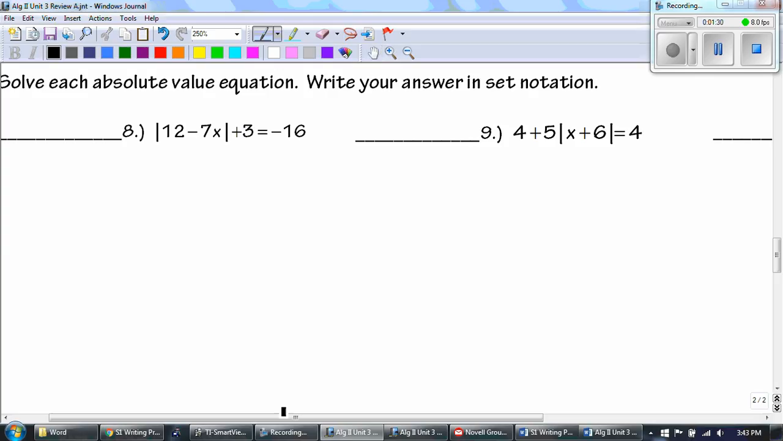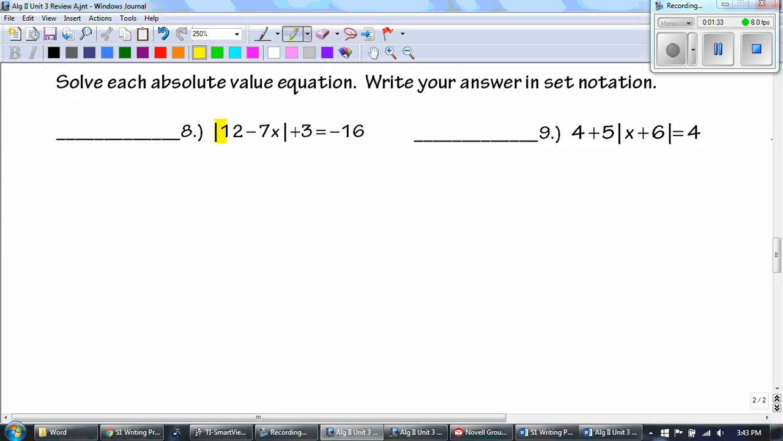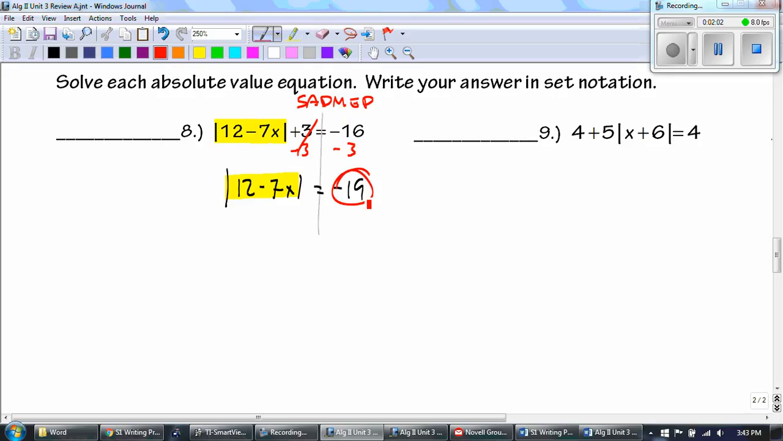So for number 8, the absolute value is not by itself yet, so I can't say no solution. I have to wait for the absolute value to be by itself. So I have to follow SADMAP. We get the absolute value of 12 minus 7x equals negative 19. And now the absolute value is by itself. It can't equal a negative. So since it can't equal a negative, our answer is no solution.